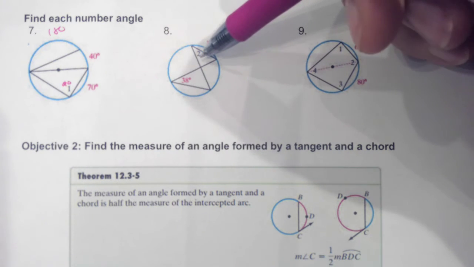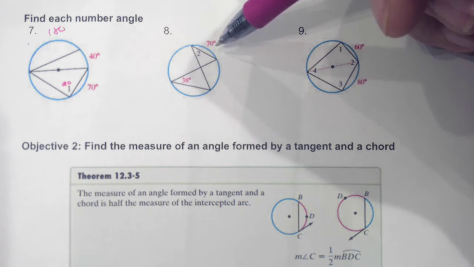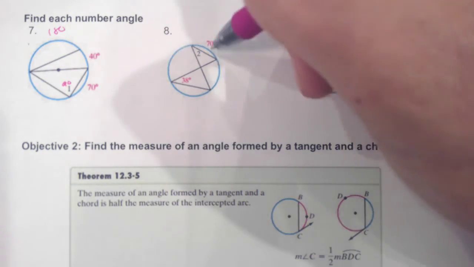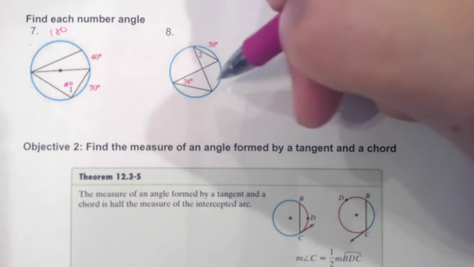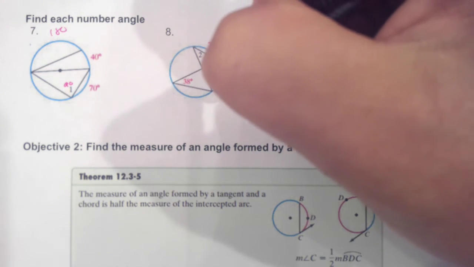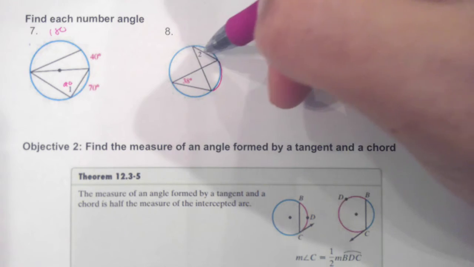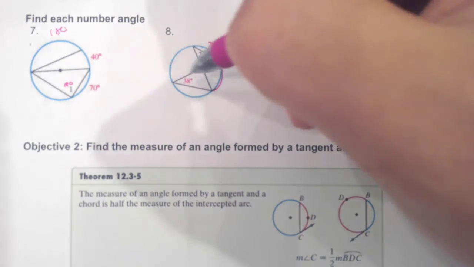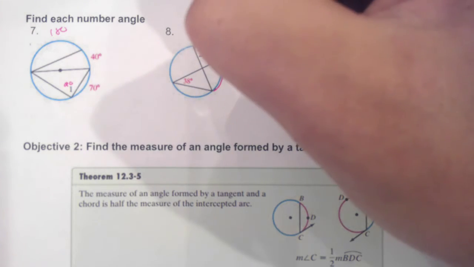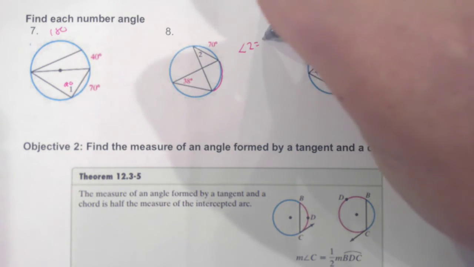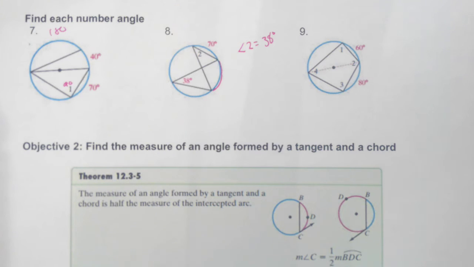Number 8 here, we're looking for angle 2. Again, they give us information that we don't care about. We don't care about that 70. It's not important. Notice this angle goes to this arc right here, and angle 2 also goes to the same arc. So since those two angles go to the same arc, those two angles have to be congruent. Angle 2 also has to be 38 degrees.